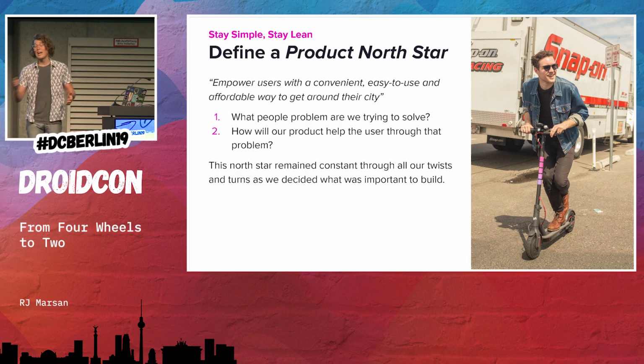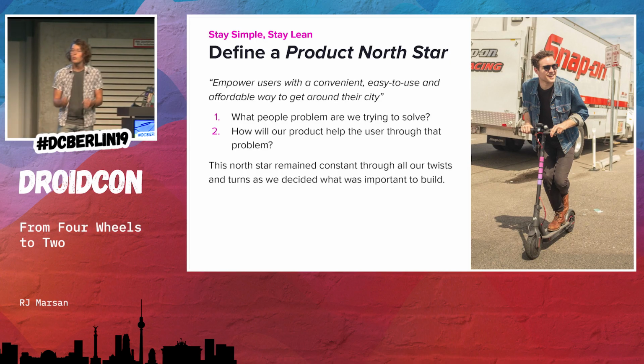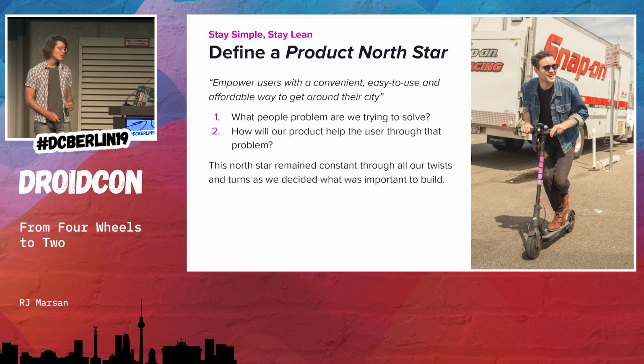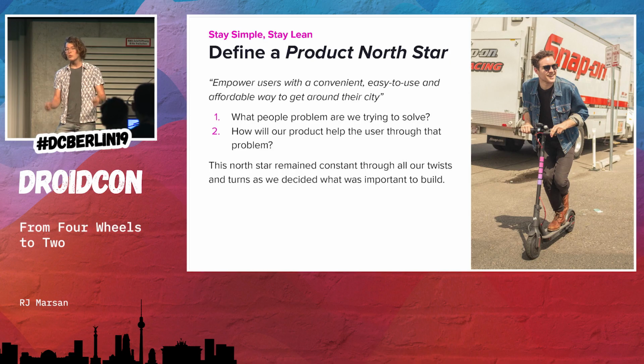And the more I build apps at the companies I've been with, the more I see that the core source of how people get aligned is by looking at your product North Star. For us, in our first early days, this was: empower users with a convenient, easy to use, and affordable way to get around their city. This laid out a couple things. It laid out what people problem, human-centric problem, are we trying to solve. But it also laid out, generally speaking, how we're going to go about it, which was scooter sharing.